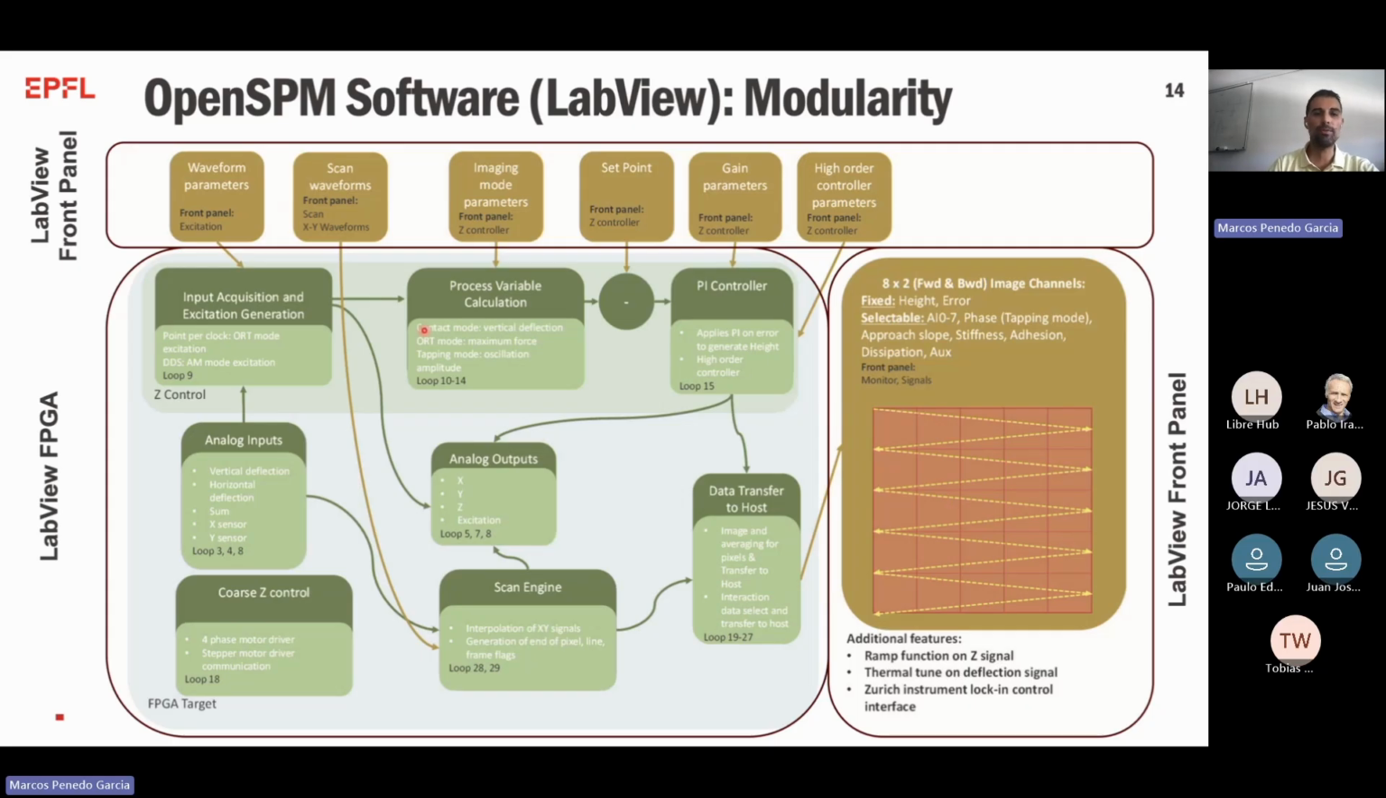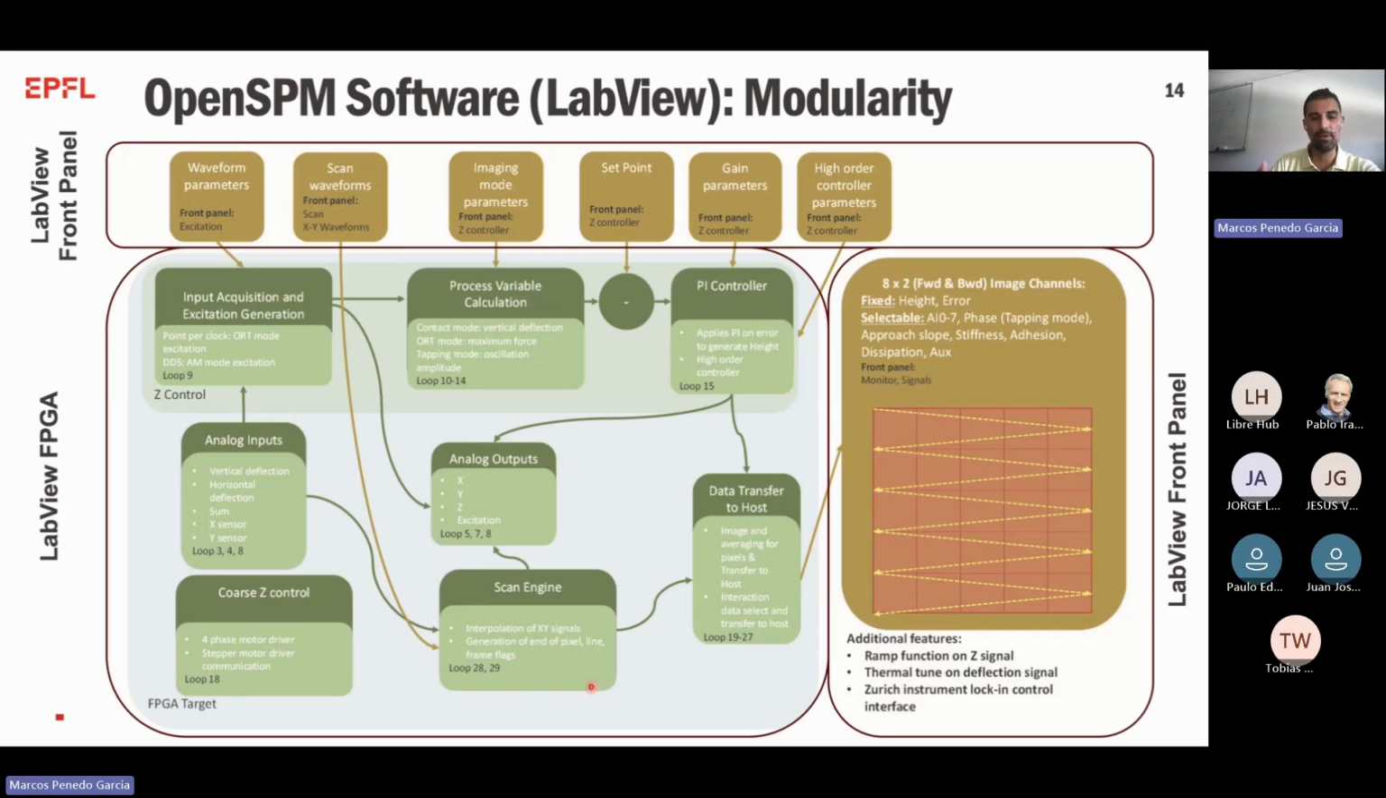So the idea of our software is a bit like the hardware. We like to have different modules. The reason for that is that if you need to add something else or modify something for your specific requirements, you don't need to change the whole code. For example, here on the FPGA part, we have different modules that take care of analog inputs, analog outputs, the scan engine that is in charge of the XY generation, and PI controllers.